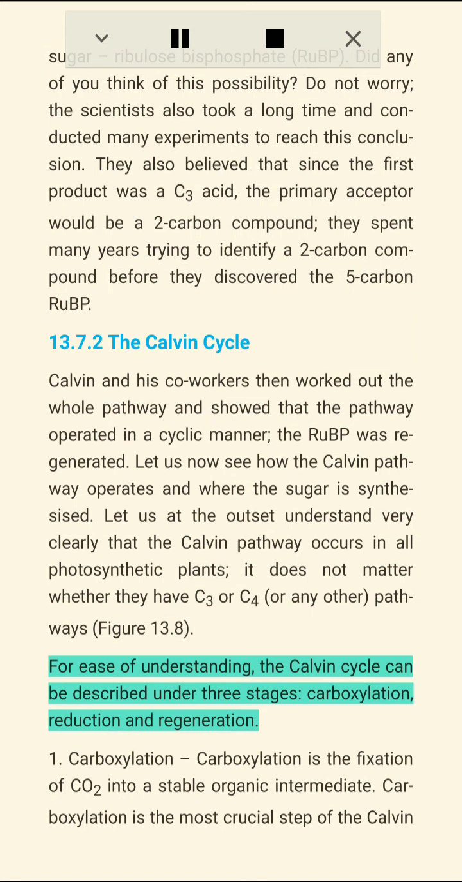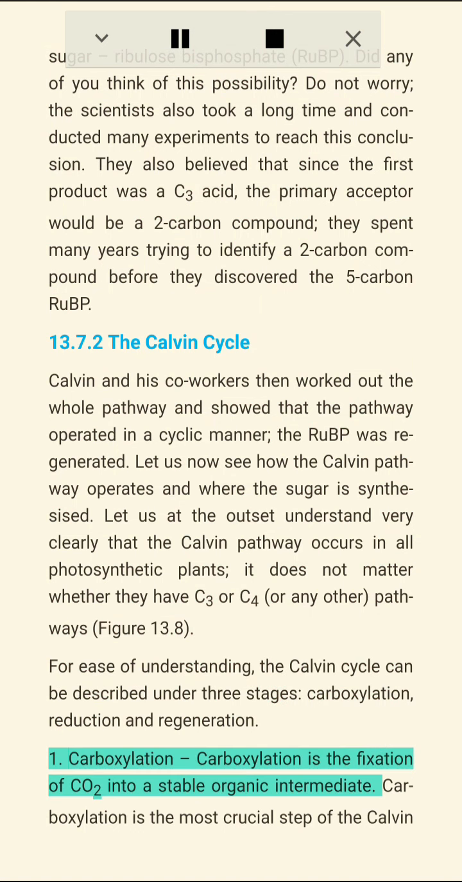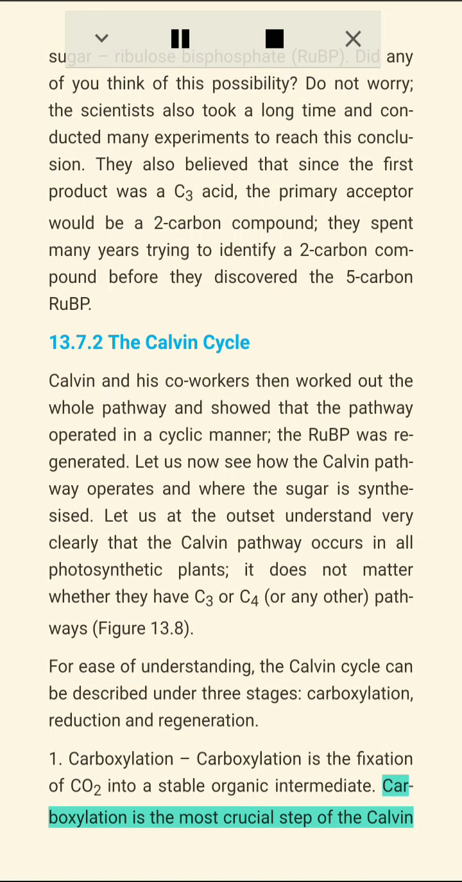Figure 13.8. For ease of understanding, the Calvin cycle can be described under 3 stages: carboxylation, reduction, and regeneration. 1. Carboxylation. Carboxylation is the fixation of CO2 into a stable organic intermediate. Carboxylation is the most crucial step of the Calvin cycle, where CO2 is utilized for the carboxylation of RuBP.